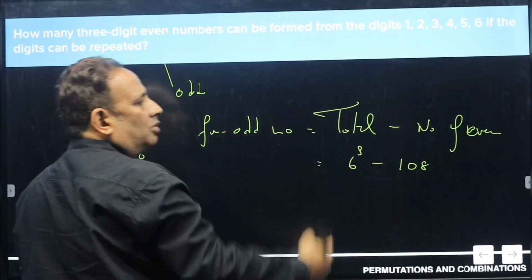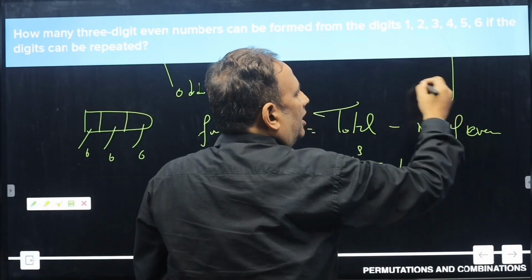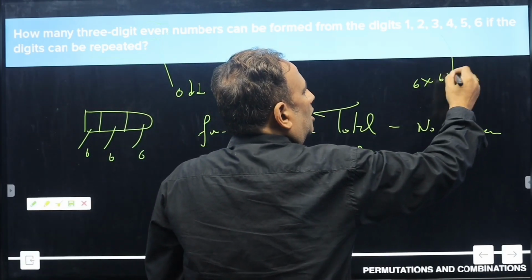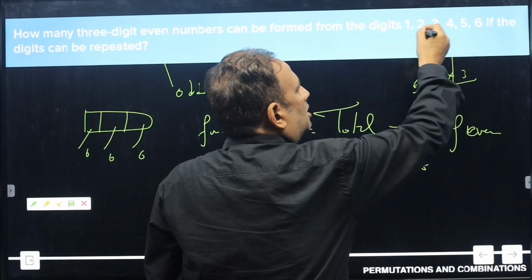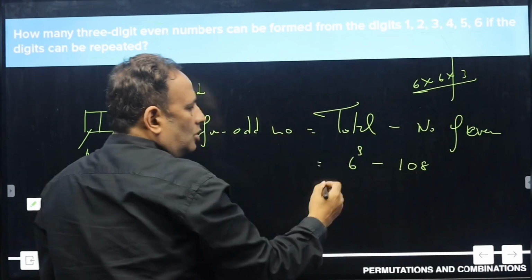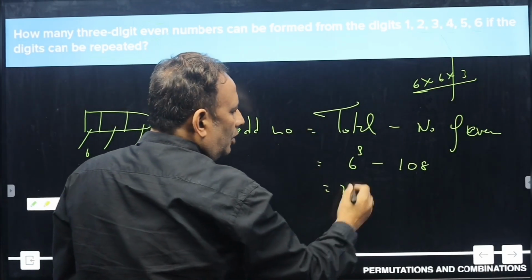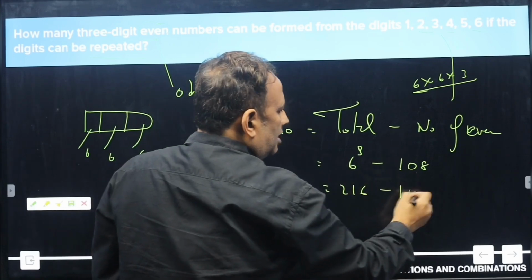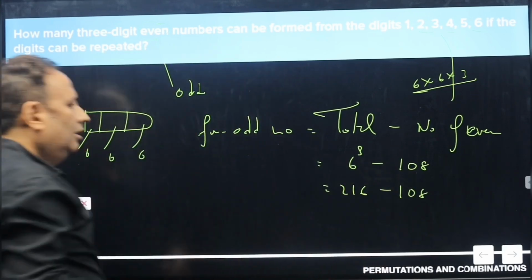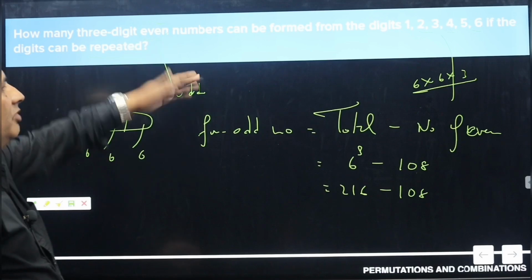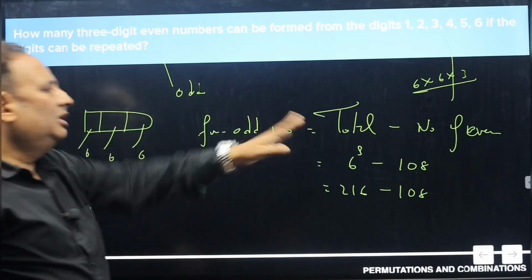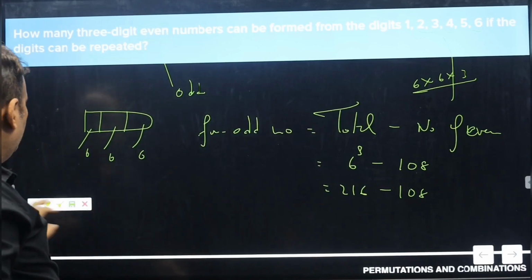Yes, even numbers can be filled in 6 into 6 into 3 ways. Why 3? Because 2, 4, 6 were there. So 6 cube, that is 216, minus 108 ways. Like that we can solve the odd-number questions if they ask. For even numbers the answer is 108. Let's go for another question.